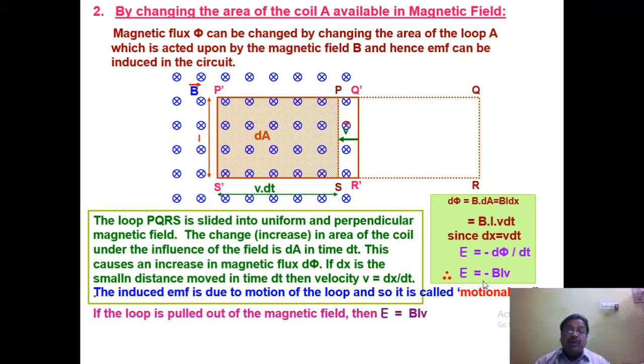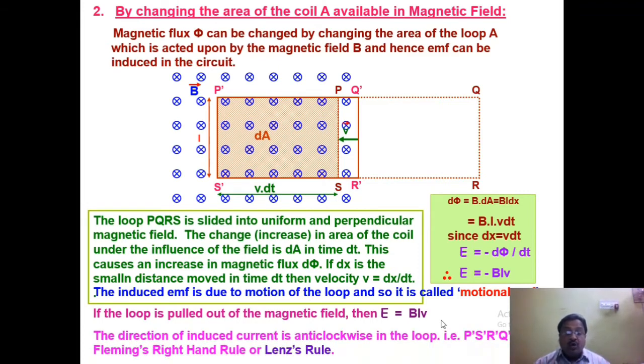And if the loop is pulled out of the magnetic field, in the first case it was moving right to left, in the direction of the cursor I am moving. If it is moved away towards the right, then induced EMF will be negative of minus BLV. Negative of minus BLV means it is plus BLV. So when the loop is pulled out of the magnetic field, then induced EMF E will be equal to BLV, magnetic induction into length of the loop into velocity.